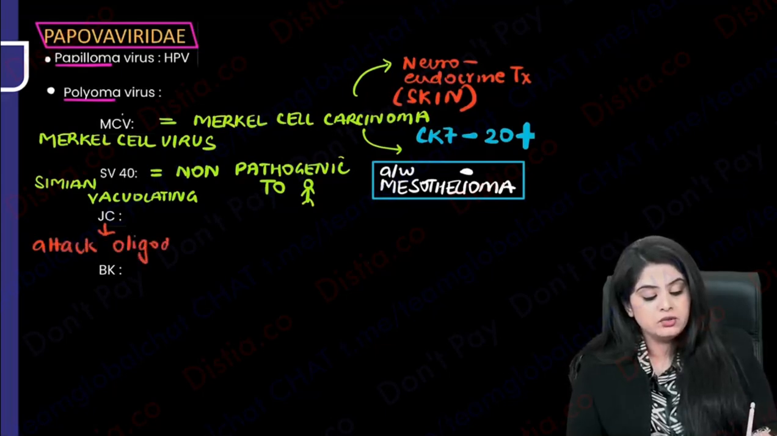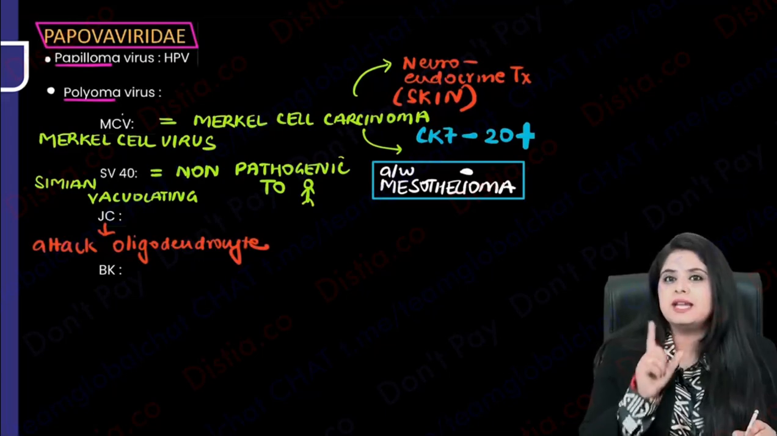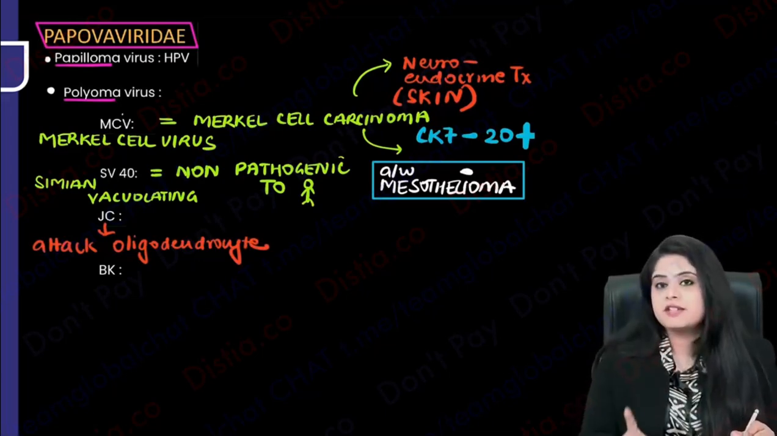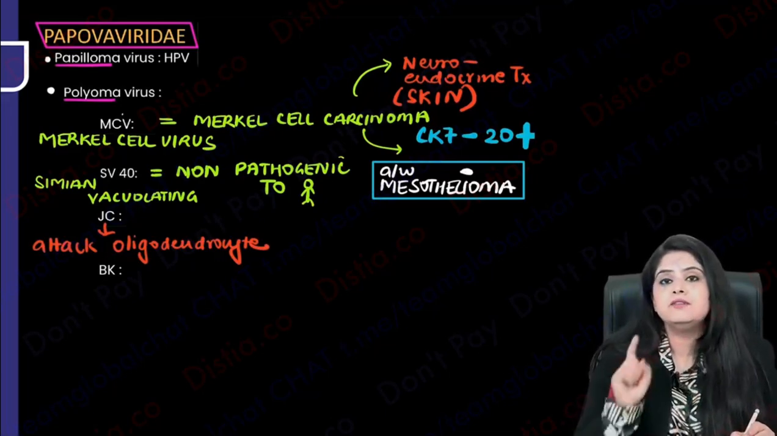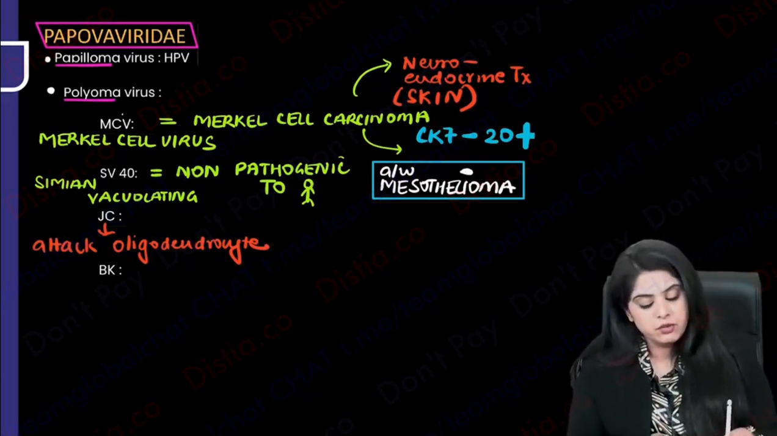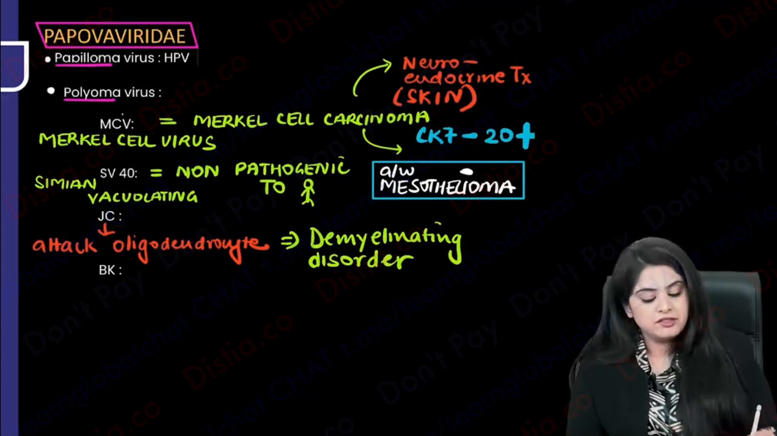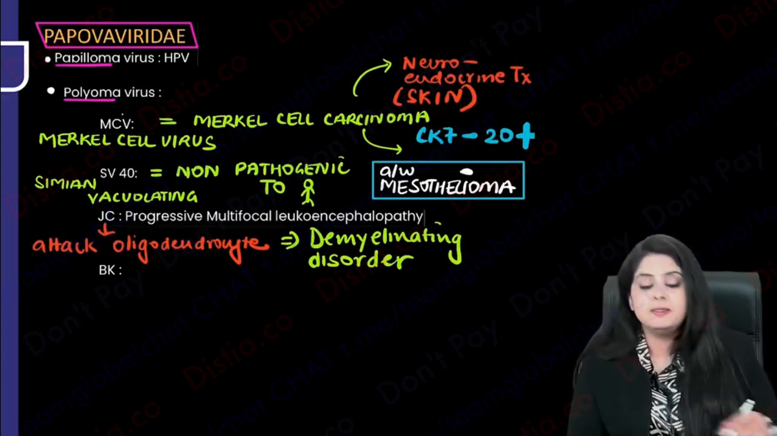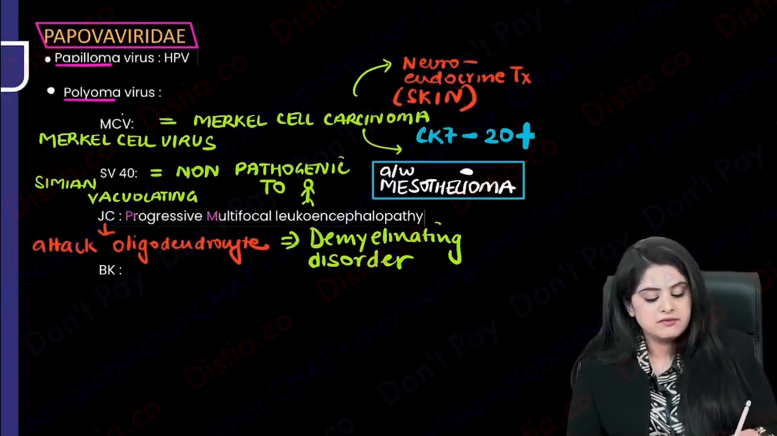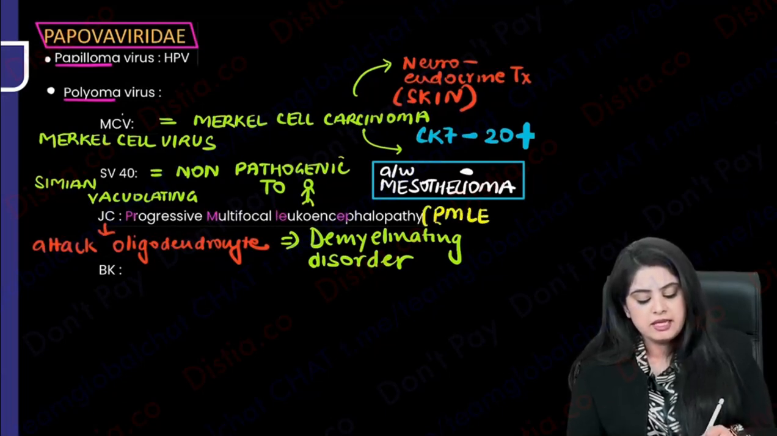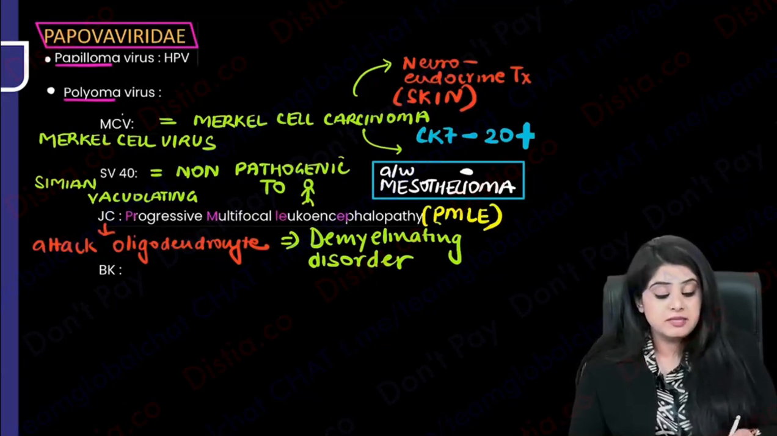Okay, oligodendrocytes kya banate hain? Tell me from your basic histology, anatomy, oligodendrocytes make myelin for the brain. Now, if JC virus is attacking the oligodendrocytes, this means the myelin will not get produced. And what is it going to result in? It is going to result in a demyelinating disorder. Guys, which disorder am I talking about? It is PML, progressive multifocal leukoencephalopathy, very commonly written as PML in your textbooks, and this is a demyelinating disorder.